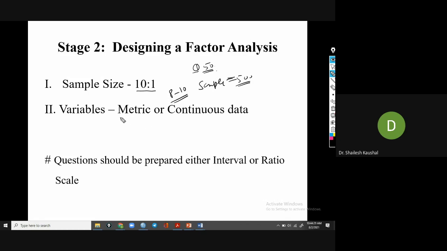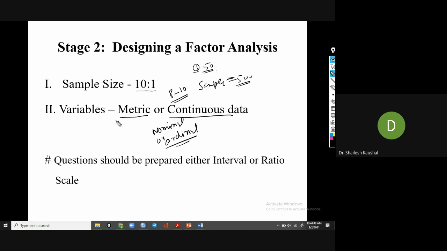Now, the condition is that all the questions should be metric or continuous. So for applying exploratory factor analysis, we should not take nominal or ordinal questions.